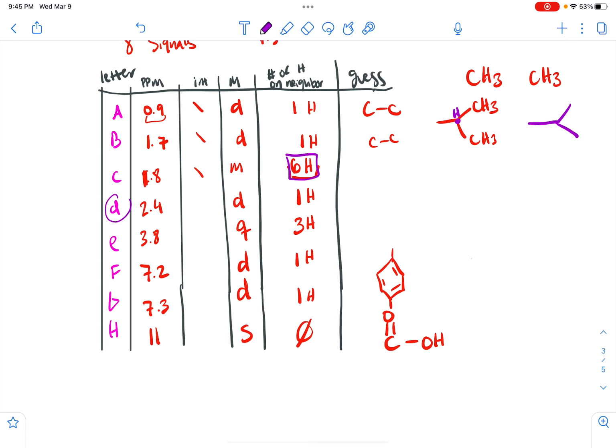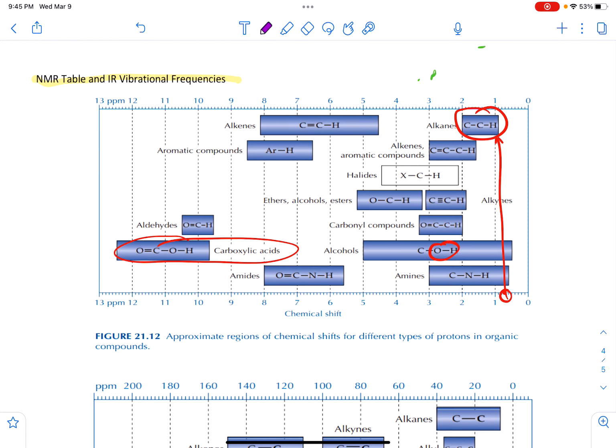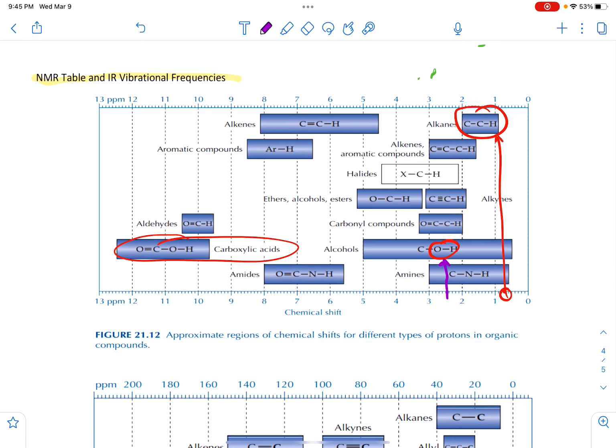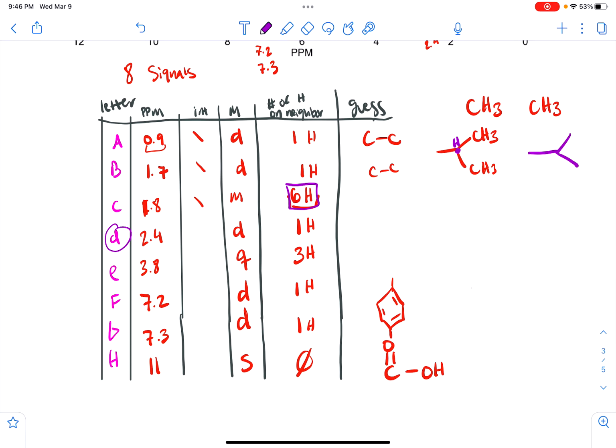And so for D, we're going to move on to D. We're going to look at 2.4. And so the 2.4 is going to lead us right to where we were looking with that alcohol peak. So that alcohol group is definitely present here. So we can go back and look at a little bit more. So this only has 1 hydrogen involved, which would also make sense. And so we're just going to assume that this is a sort of alcohol for now.